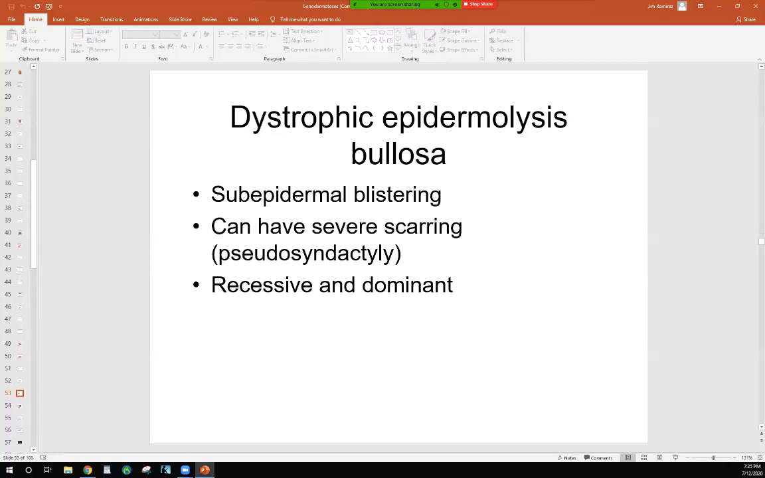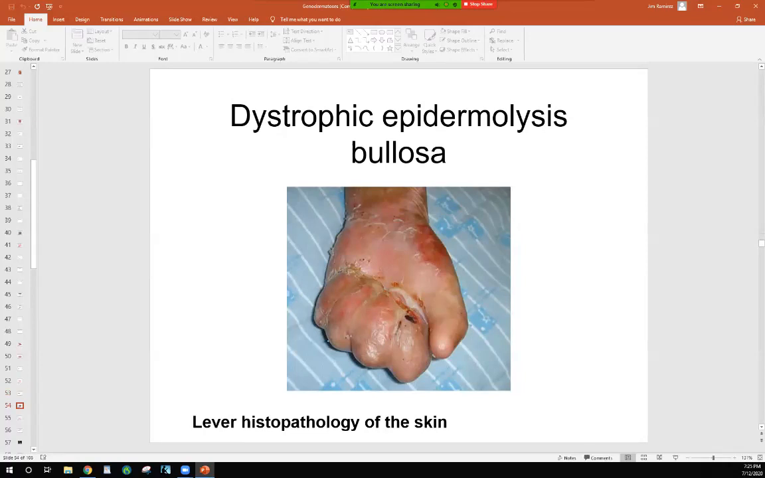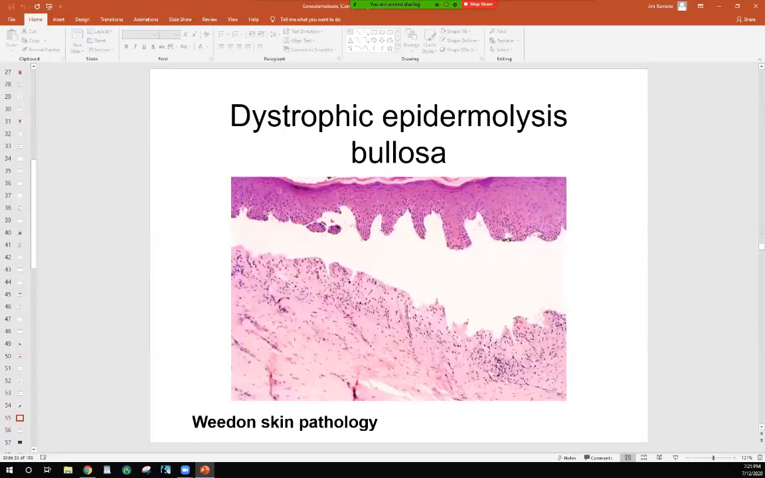recessive and dominant variants. So here's a pseudosyndactyly, which is a very impressive clinical presentation. And the split, again, subepidermal with scarring. You almost always will see scarring in dystrophic epidermolysis bullosa.